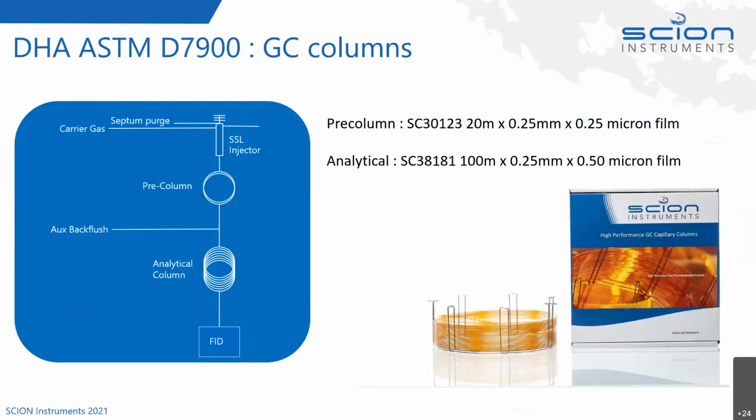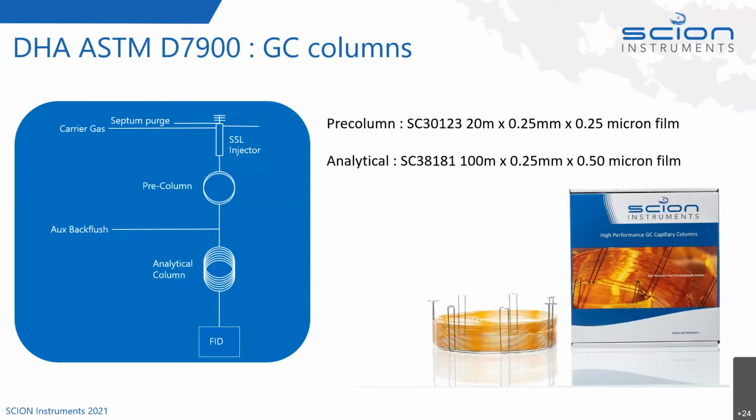So the columns we're going to use: the pre-column is quite a long column. It's 20 meters, 0.25 millimeters internal diameter with a 0.25 micron film thickness. And then for the main analytical column, we have fitted a very long 100 meter DHA column, 0.25 internal diameter with a thicker film, a 0.5 micron film thickness.